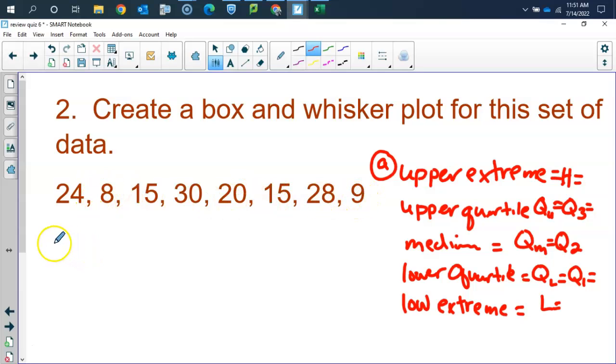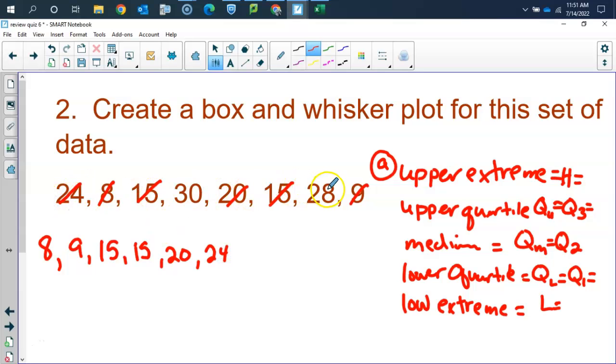So I am going to write on my paper 8, 9, 15 twice, 20, 24, 28, and 30. Now, guys, I know it's not that easy to do this from a computer screen.